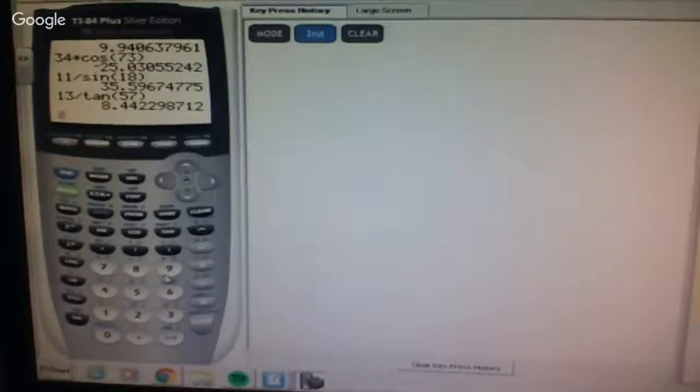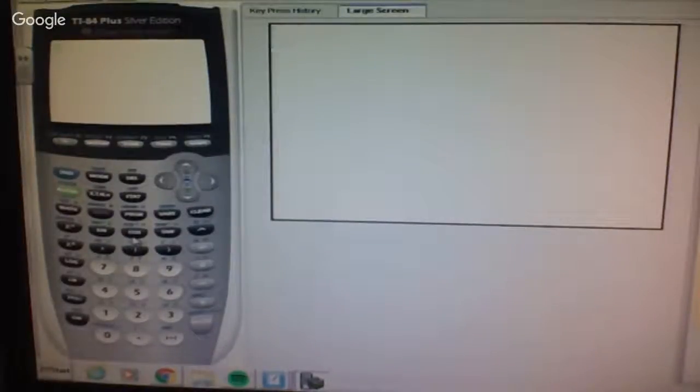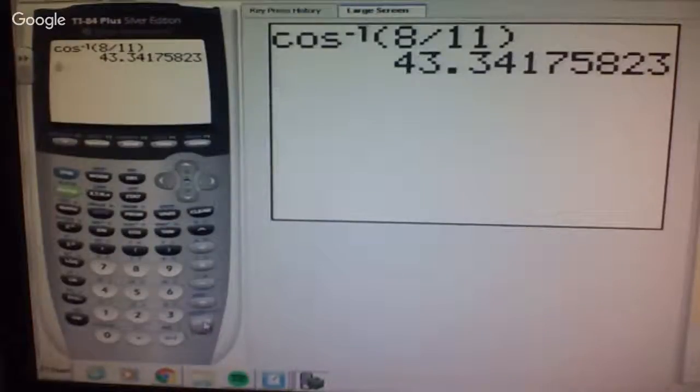Okay. So now we want the inverse cosine. Instead of hitting cosine, you hit second and then cosine. There's your inverse. Literally in yellow it has -1. And then you hit 8 divided by 11. Close it and hit enter. You're looking at a 43-degree angle.